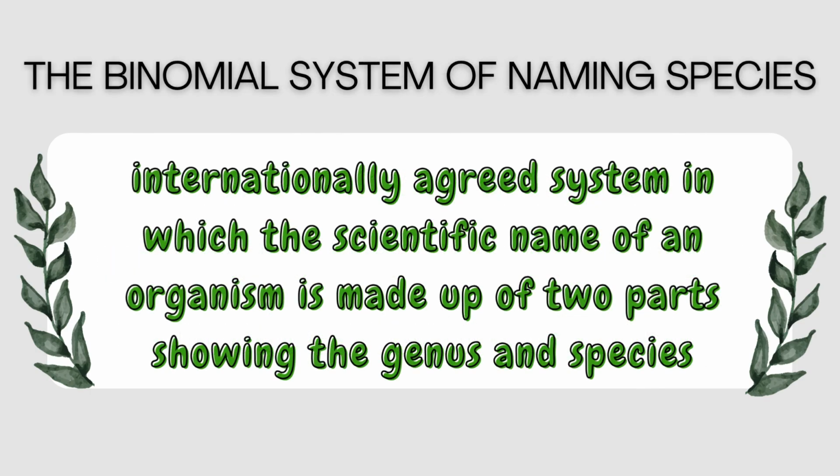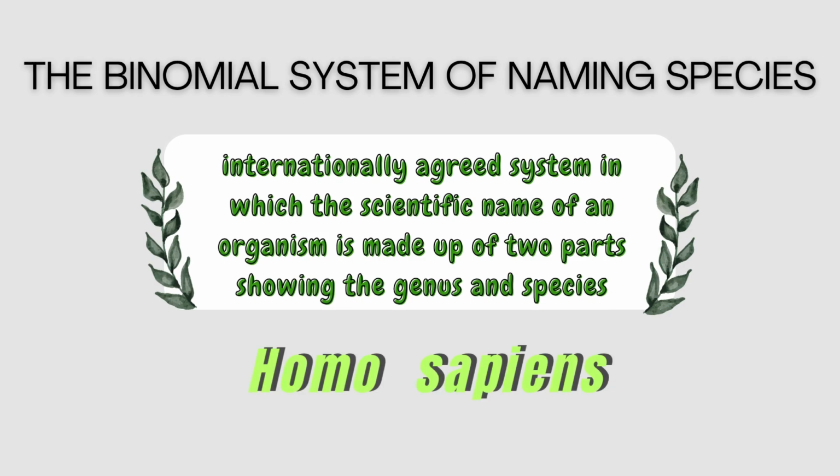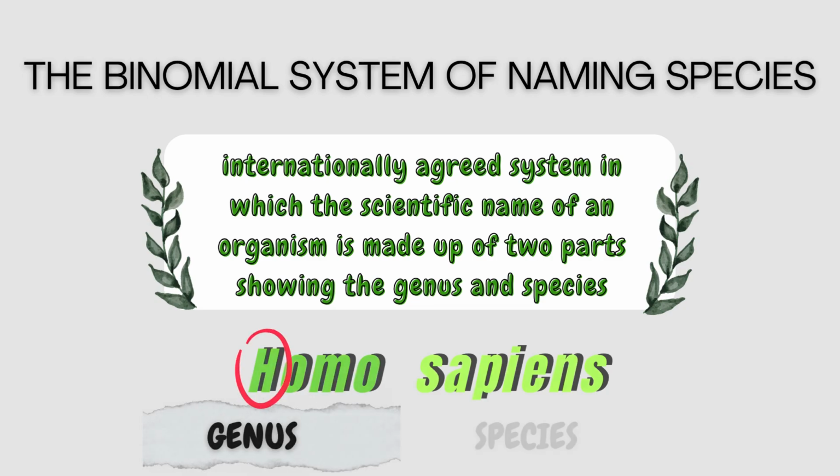The binomial system of naming species is an internationally agreed system in which the scientific name of an organism is made up of two parts showing the genus and species. Binomial names are always typed in italics to declare that they are Latin. The genus, the first part, always starts with a capital letter and it is followed by the species starting with a lowercase letter.